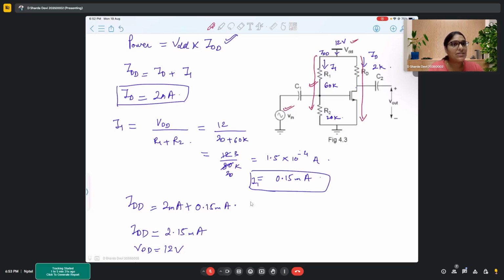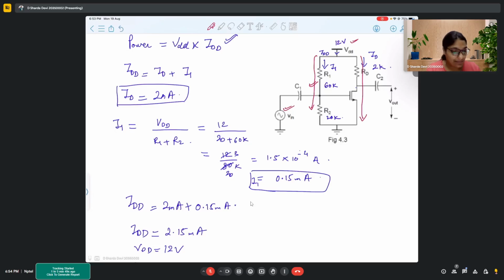So power dissipation is always calculated with respect to your supply voltage. So what is the supplied power? From there you find out what is the power that is dissipated by the whole circuit. Hope this is clear.